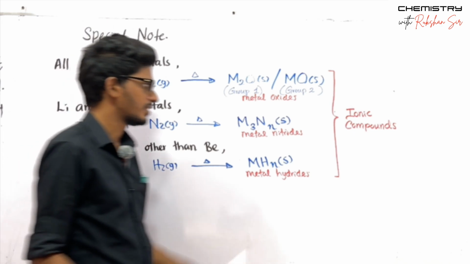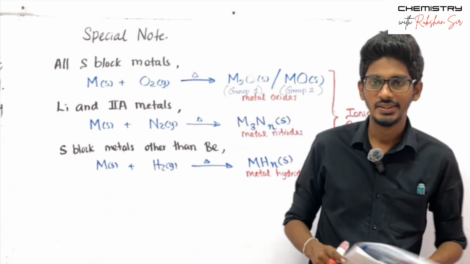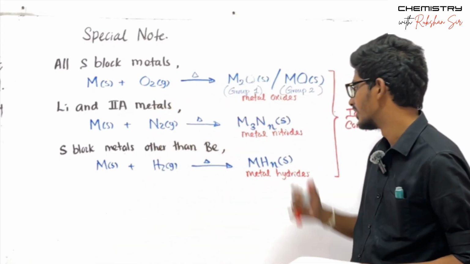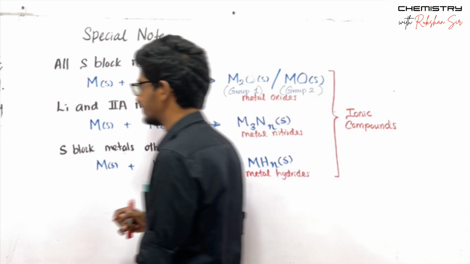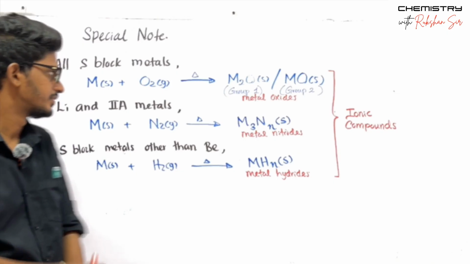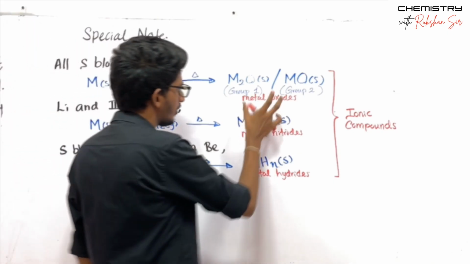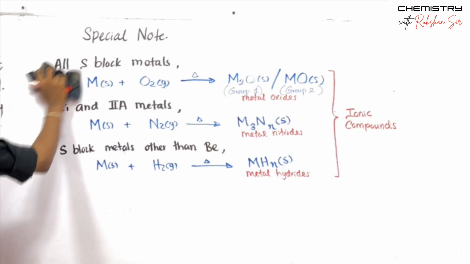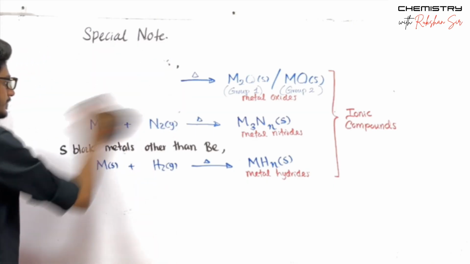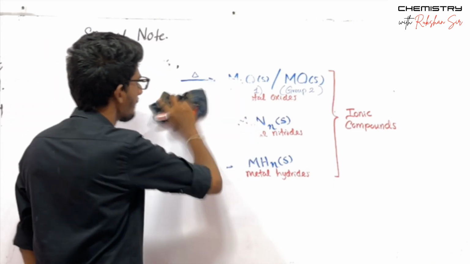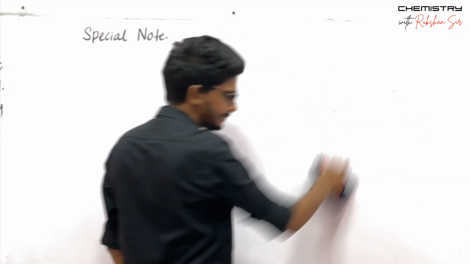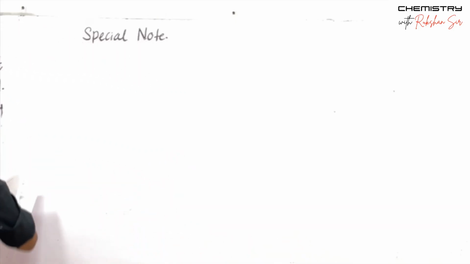Right. Let's discuss how these oxides, nitrides, and hydrides formed will react with water. This is about that as well. How these produced oxides, nitrides, and hydrides will react with water. Okay. First, the oxides.